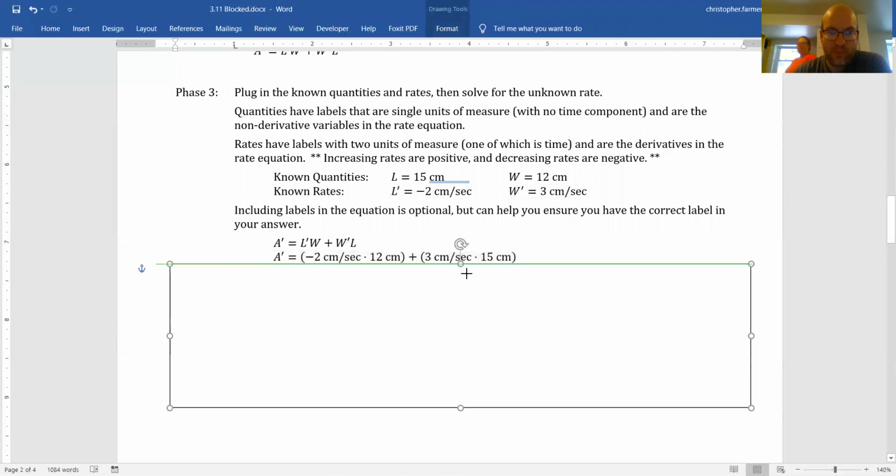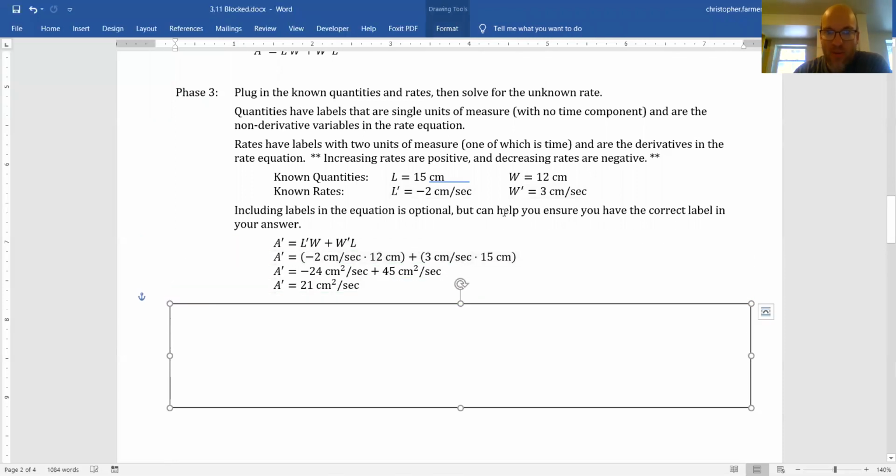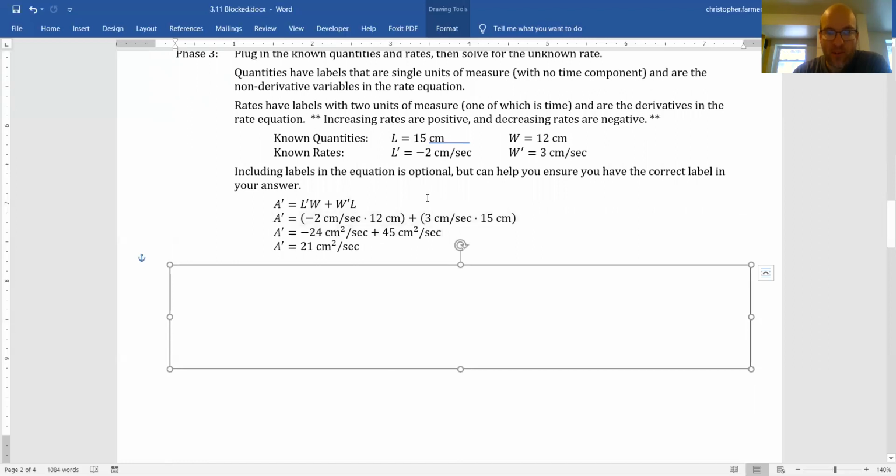Okay, so as I write the rest of this out, you don't actually have to put labels in your equation. It can be kind of a hassle, especially with some of the longer equations that you sometimes run into here. I'm doing it this first time just to make sure that you see how these labels tie together and cancel out into the labels that we want to have for our answer anyway. So here was our equation that we got from phase 2 up above. We're plugging in: the derivative of L was -2 centimeters per second. The value of W was 12 centimeters. W prime, or the derivative of W, was positive 3 centimeters per second, which was growing.